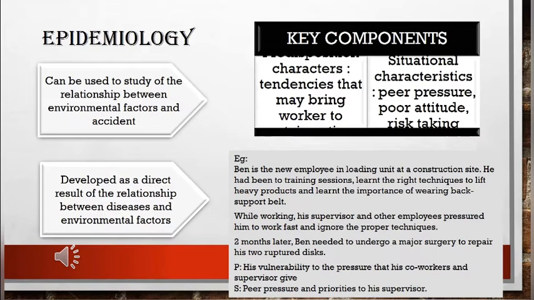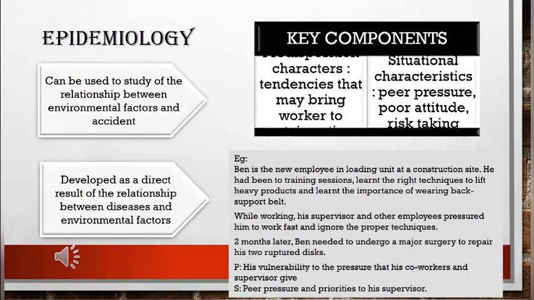Next, epidemiology theory. This theory can be used to study the relationship between environmental factors and accident. This theory was developed as a direct result of the relationship between diseases and environmental factors. The key components for this theory are predisposition characters, which means tendencies that may bring workers to certain actions, and situational characteristics, for example, peer pressure, poor attitude, and risk-taking.